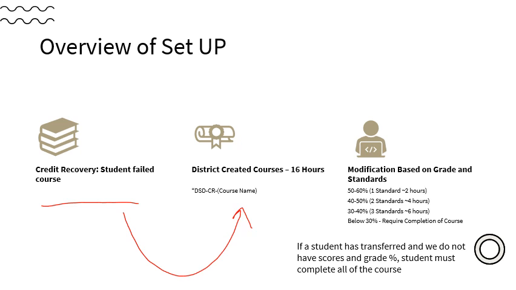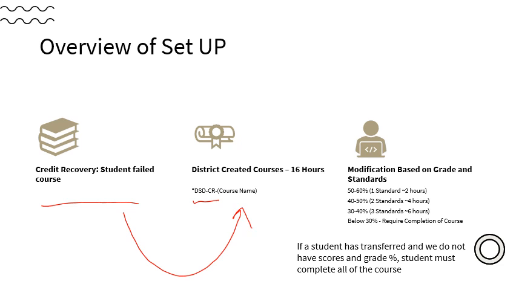So once students have been identified as needing credit recovery, the district has created courses in Edgenuity, and the guiding force that they've given for these courses is to be roughly about 16 hours. You will be able to see that this is a district-created course because the name of the course will say DSD-CR for credit recovery, and then maybe English 10 Quarter 1. All of those district-created credit recovery courses will have the same beginning.